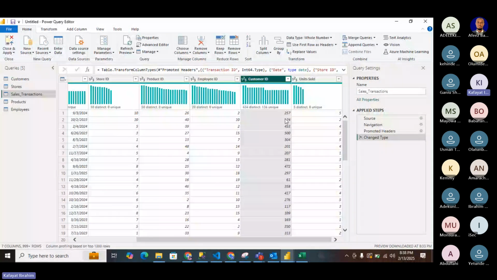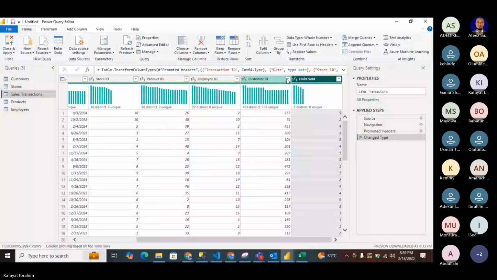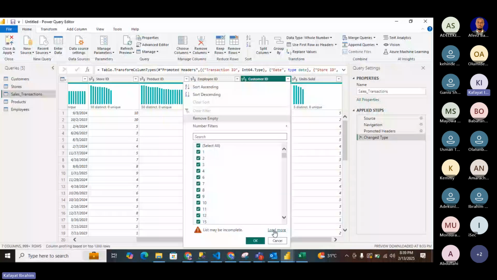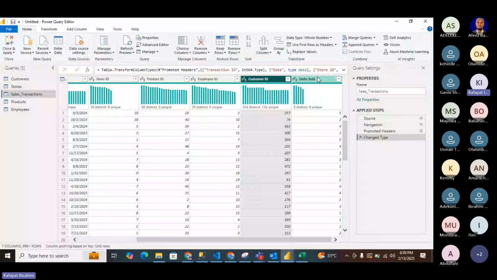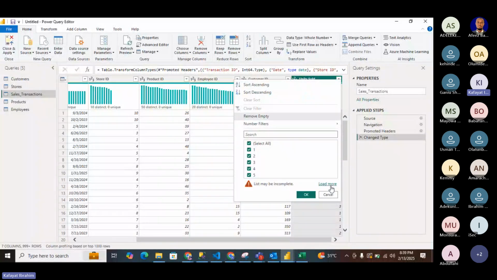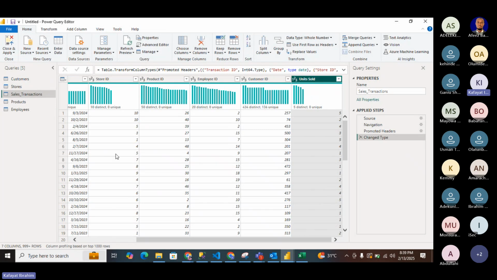So the one thing we have to look for again here is in case of missing values. Are we having any? Let's see. Load more. We don't have any missing value. Units sold. Do we have missing value? No, there's no missing value.